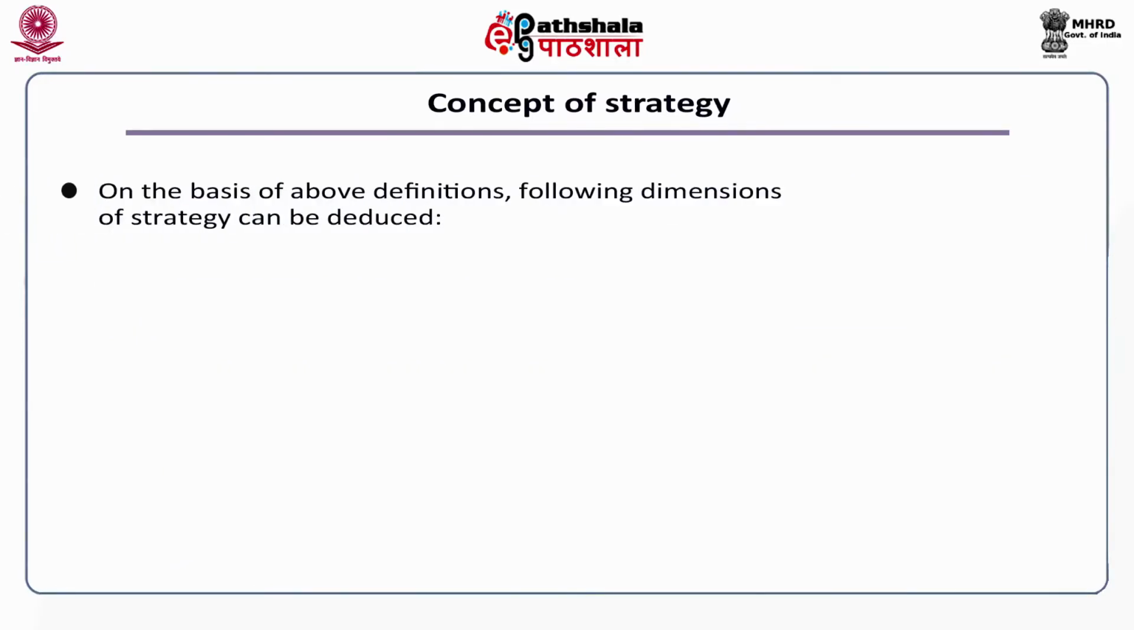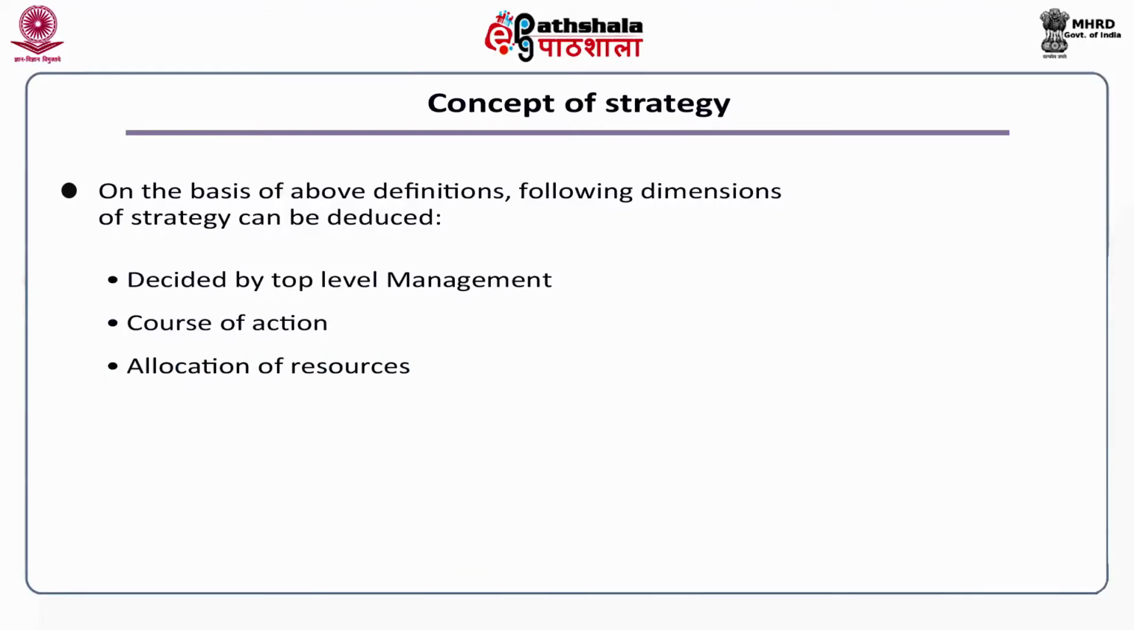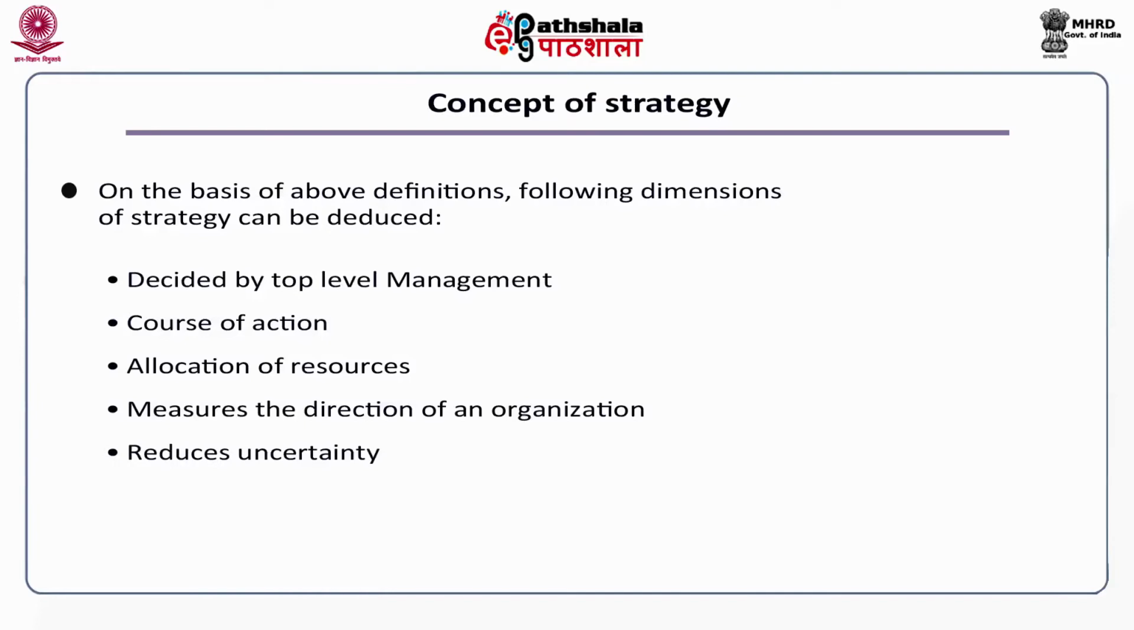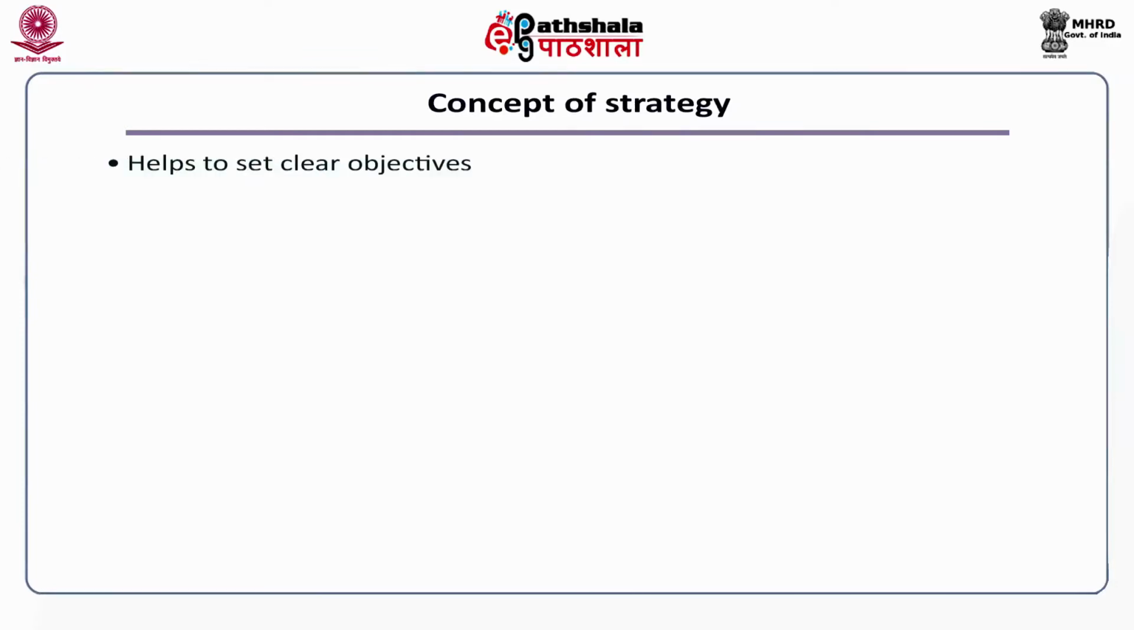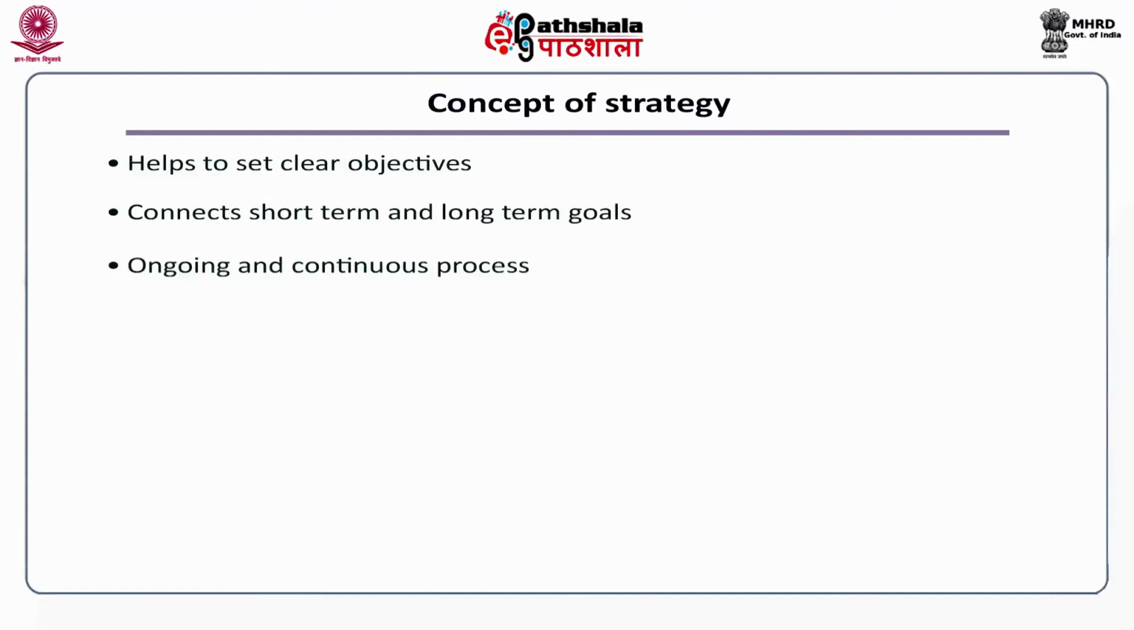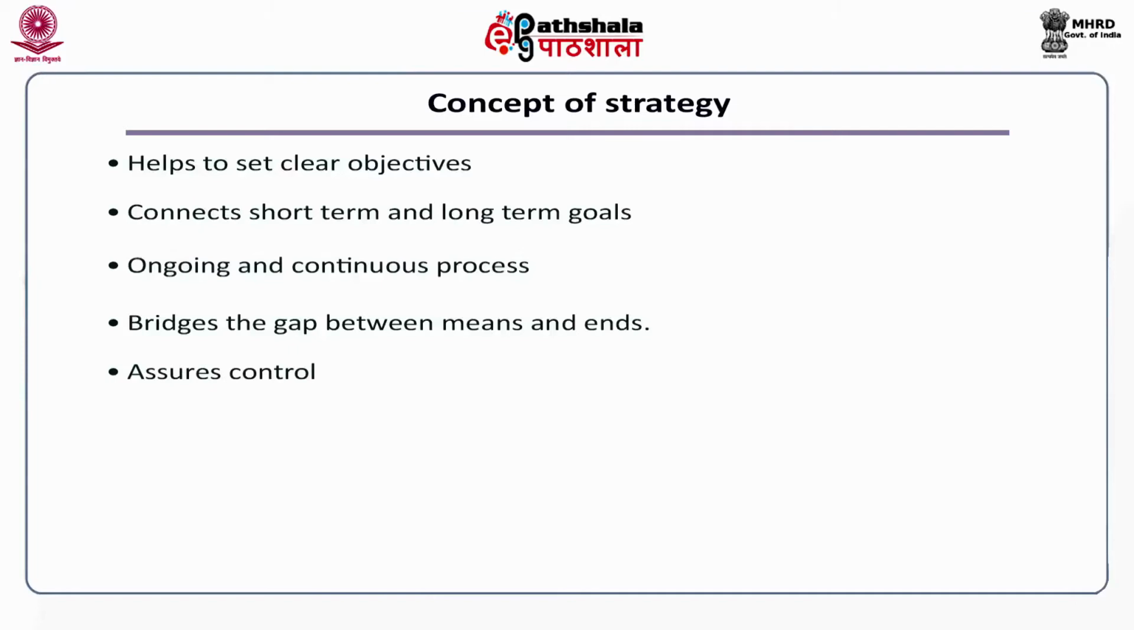On the basis of the above definitions, the following dimensions of strategy can be deduced. Decided by the top level management, it is a course of action, allocation of resources, measures the direction of an organization, reduces uncertainty, futuristic in nature, proactive in nature, helps to set clear objectives, connects short-term and long-term goals, an ongoing and continuous process, bridges the gap between means and ends, assures control, satisfies customers, satisfies all the stakeholders, brings financial and non-financial benefit.